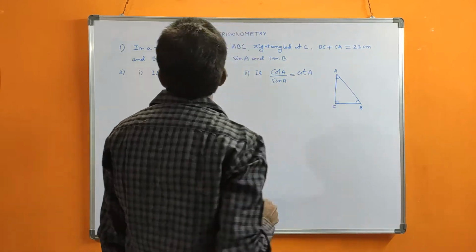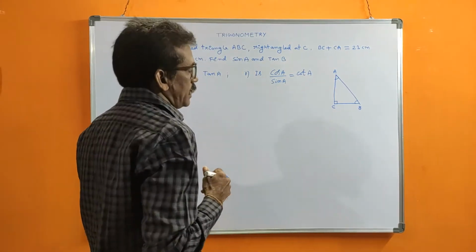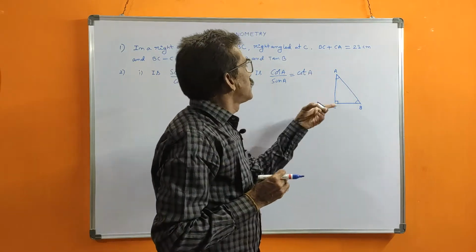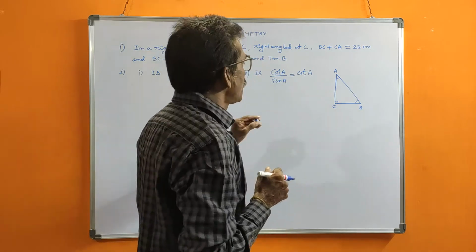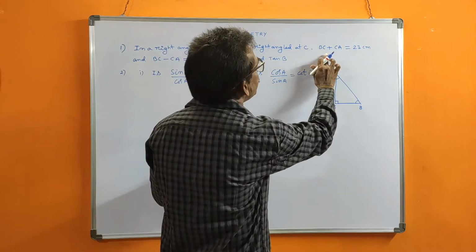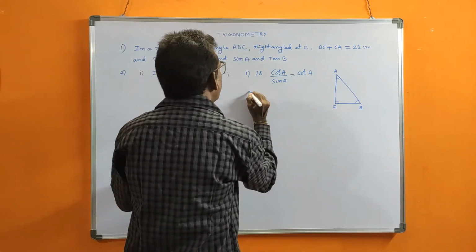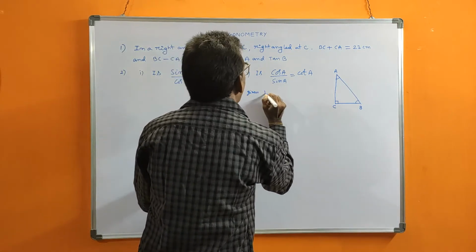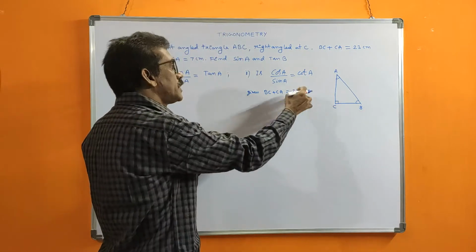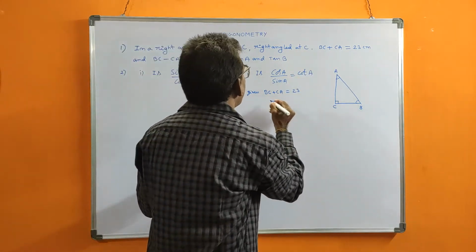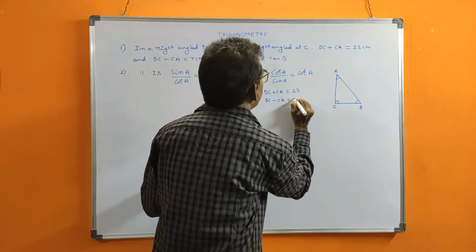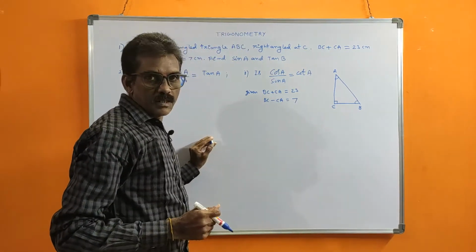Now what is given? Two conditions are given. In this sum he does not give any sides directly. Indirectly he gave. What he gave? First we should write given: BC plus CA is equal to 23, units centimeters, you can write last, no problem. Next given: BC minus CA is equal to 7. He gave like this.